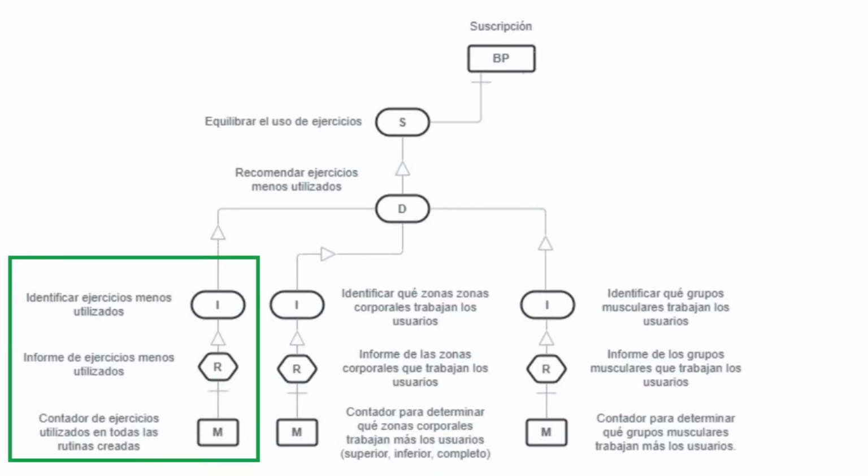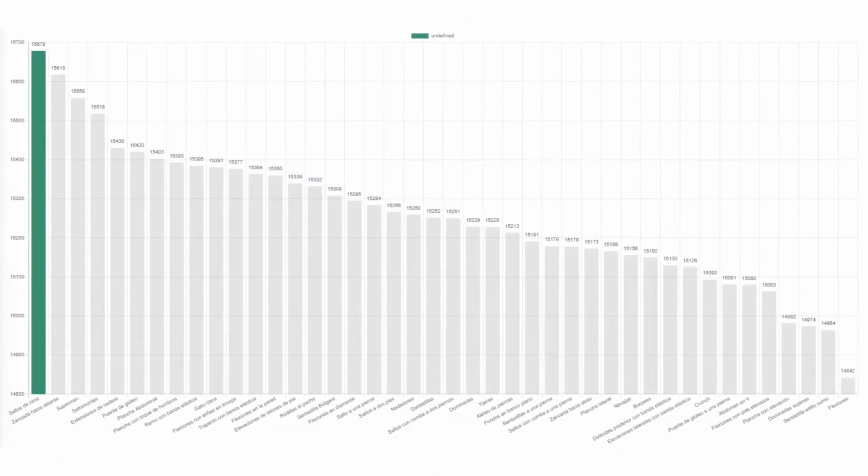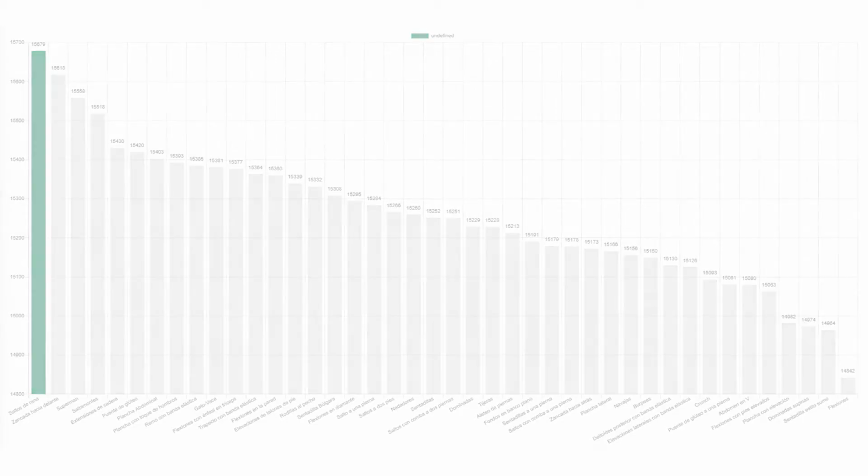Our first KPI will consist of counting all the exercises that our users have performed in their routines. It consists of knowing which exercises are the most or least used by users on our platform, based on the activity logs performed by the users.